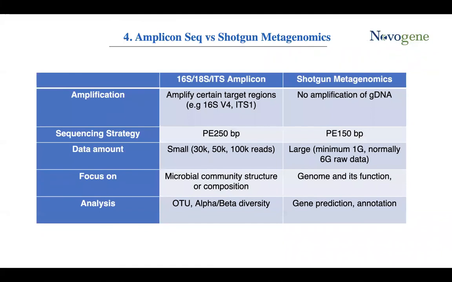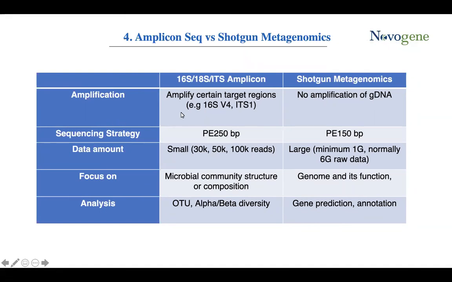And during the communications with our customers, we found that some of them may get confused about whether to choose amplicon sequencing or shotgun metagenomics to study the composition of microbiota. On this slide, we will show some differences between them in the technical and analysis content aspect.